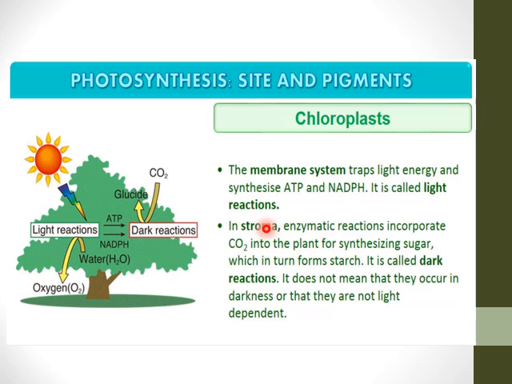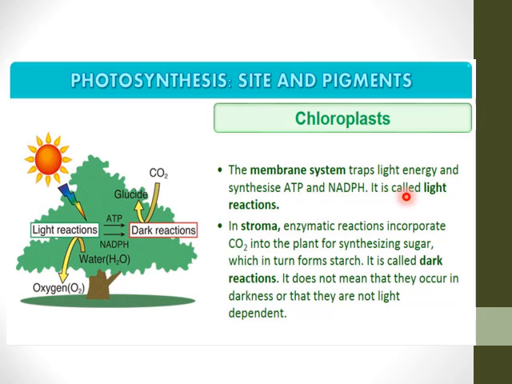In stroma, that is the fluid, the ground substance, enzymatic reactions incorporate CO2 into the plants for synthesizing the sugar, that is a carbohydrate, which in turn forms the starch. So it is called the dark reaction. So this shows that photosynthesis is divided into two phases.